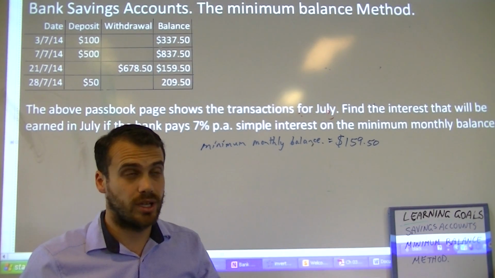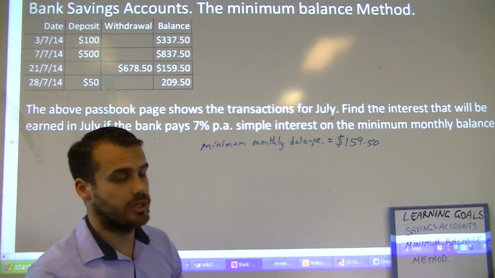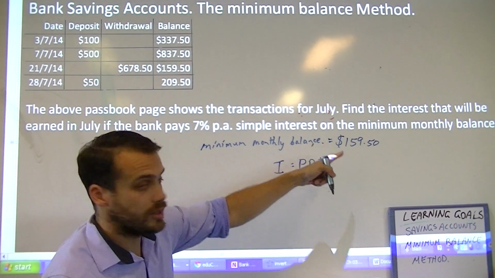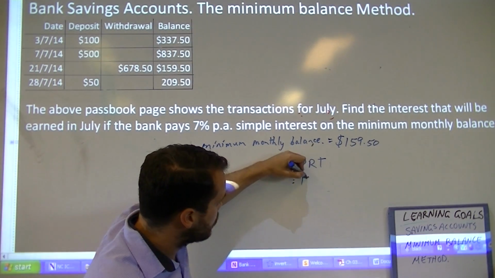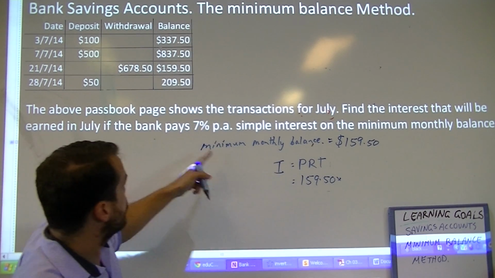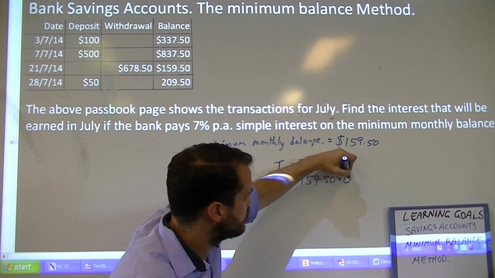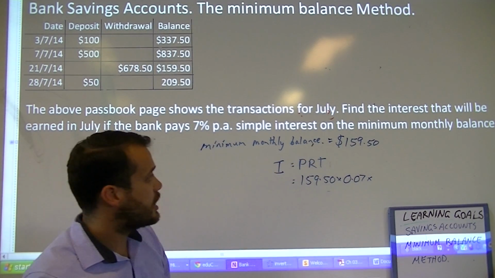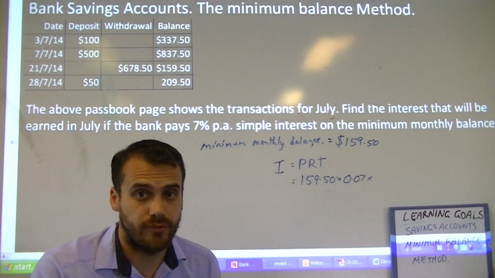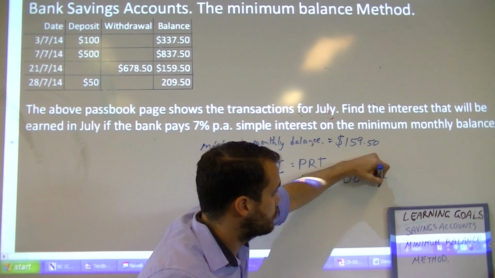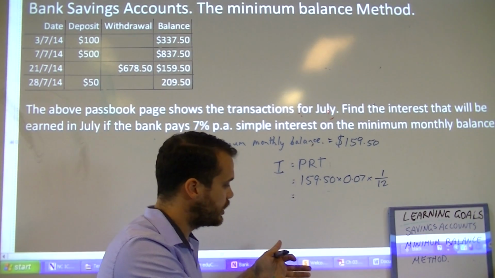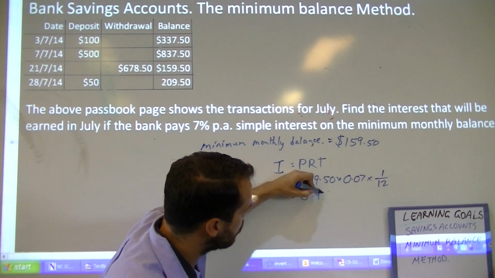Now after that, it's really a simple interest formula question. I equals PRT. The principal is your minimum monthly balance, which is $159.50. The rate that you're earning, we can find in our question, 7% per annum simple interest, 0.07. And the time: this whole thing is being paid over a month, so our time is just 1/12, 1 month. Now you type all of that into your calculator, and you should get an answer of 0.93.